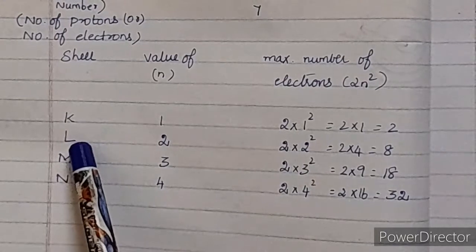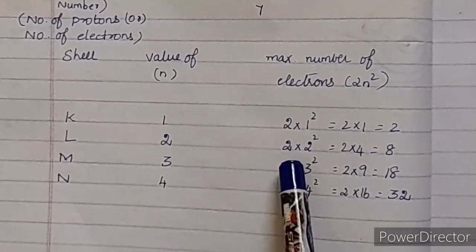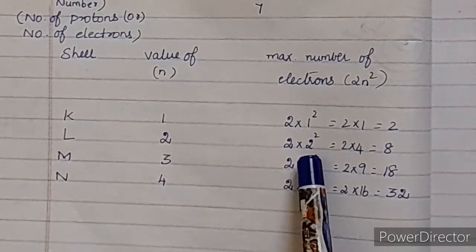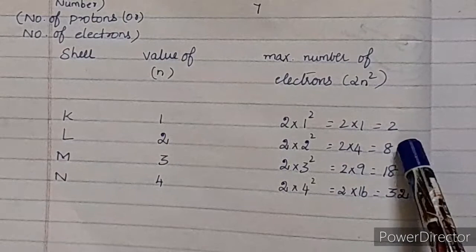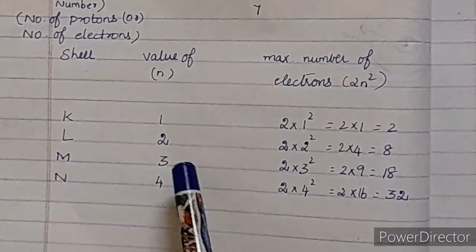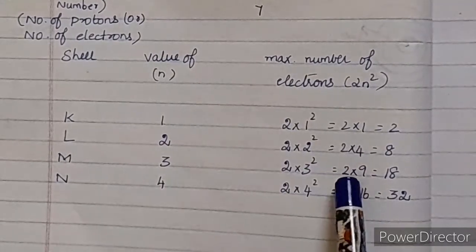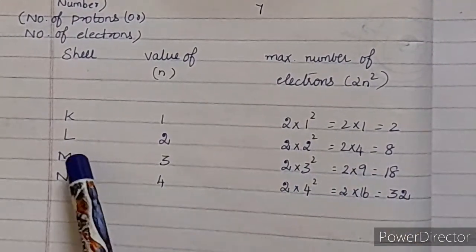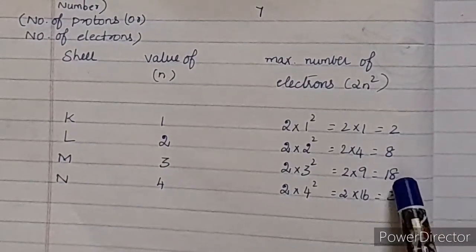Now L is the second shell, isn't it? So n will be equal to 2. So 2 into n square is 2 into 2 square, so 2 into 4 is 8. So the L shell can occupy 8 electrons. M is the third shell. So n is equal to 3. So 2 into 3 square is 2 into 9, which is 18. So M can accommodate a maximum of 18 electrons.